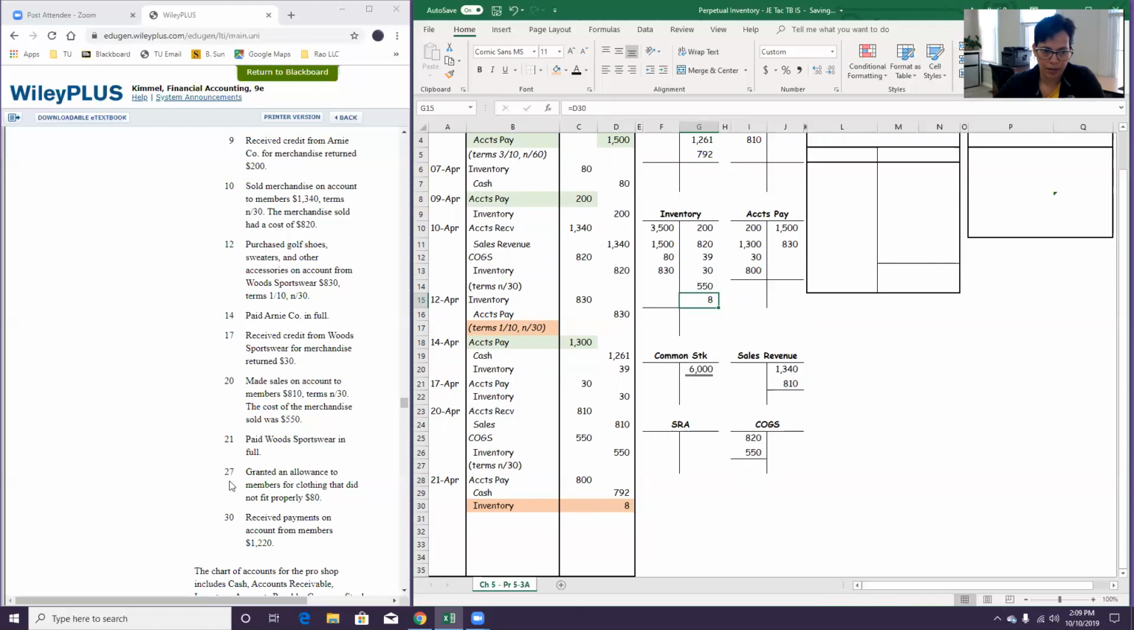On the 27th, we granted an allowance to members for clothing that did not fit properly, $80. Now, how is this different from returns that we have made? So a customer, we granted it to a member. So someone who made a purchase from us came back and was unhappy with the purchase they made. Now, it's not uncommon where a business will tell the individual, just keep the merchandise, we'll give you a small discount. And very often, customers will be very happy with that accommodation and they will keep the merchandise.